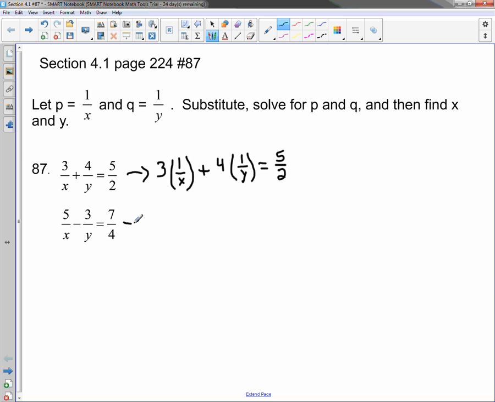Go ahead and try to do that same process with the second equation, and probably need to pause me for a second and then start me back up.